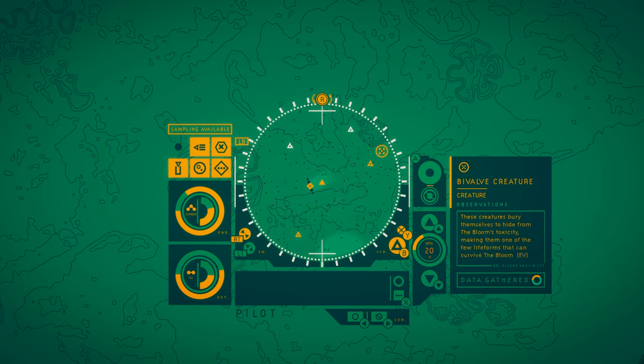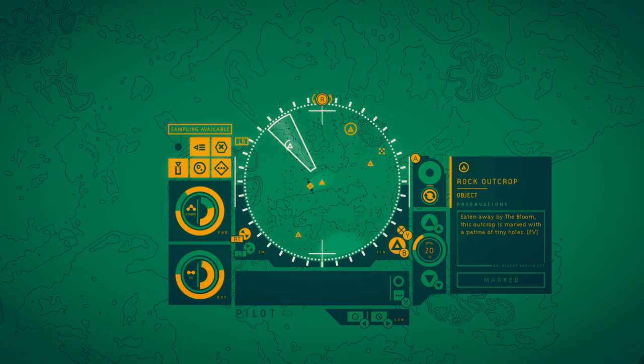Another bivalve creature. These creatures bury themselves to hide from the bloom's toxicity, making them one of the few life forms that can survive the bloom. Rock outcrop. Eaten away by the bloom, this outcrop is marked with a patina of tiny holes. Green storm. To the north, the bloom whips around in cycles of heavy growth, like a thunderhead forming.